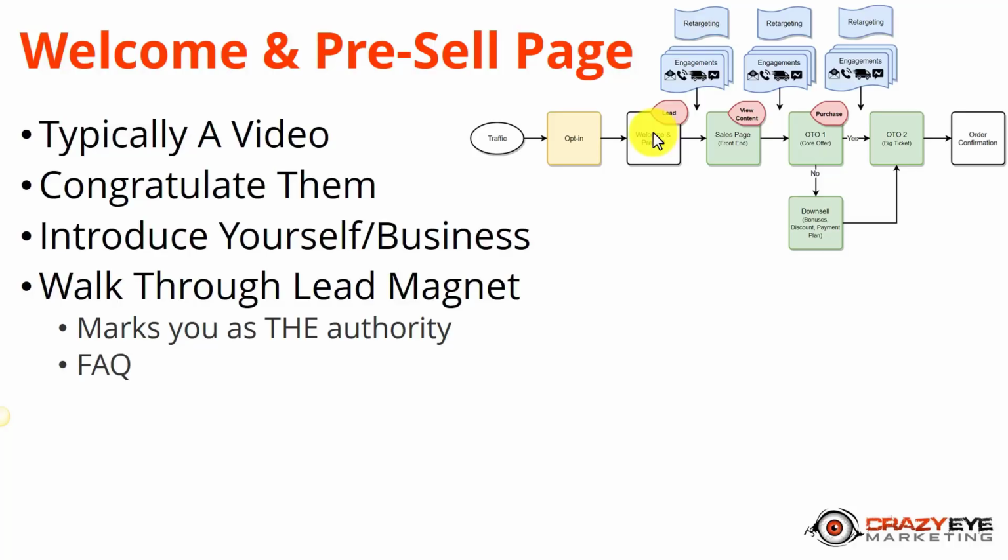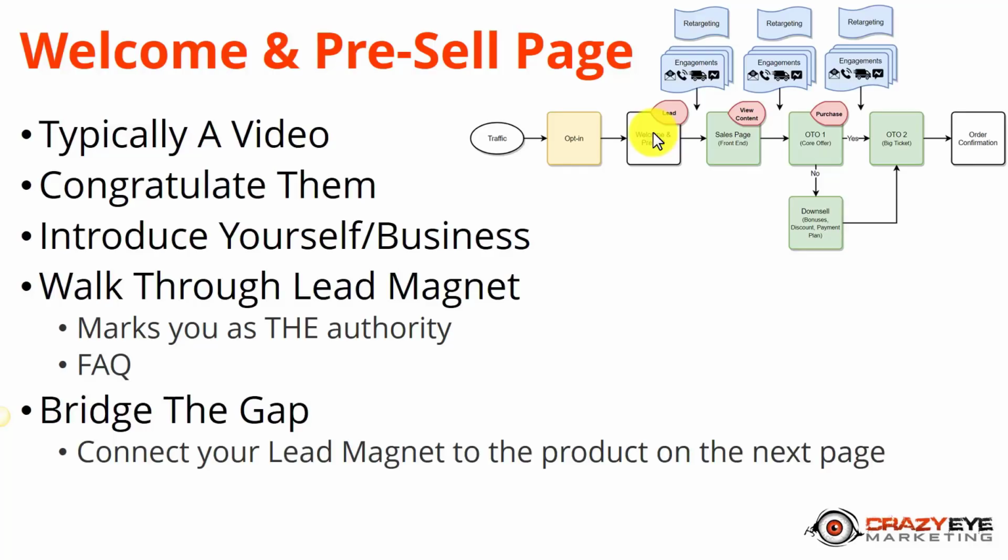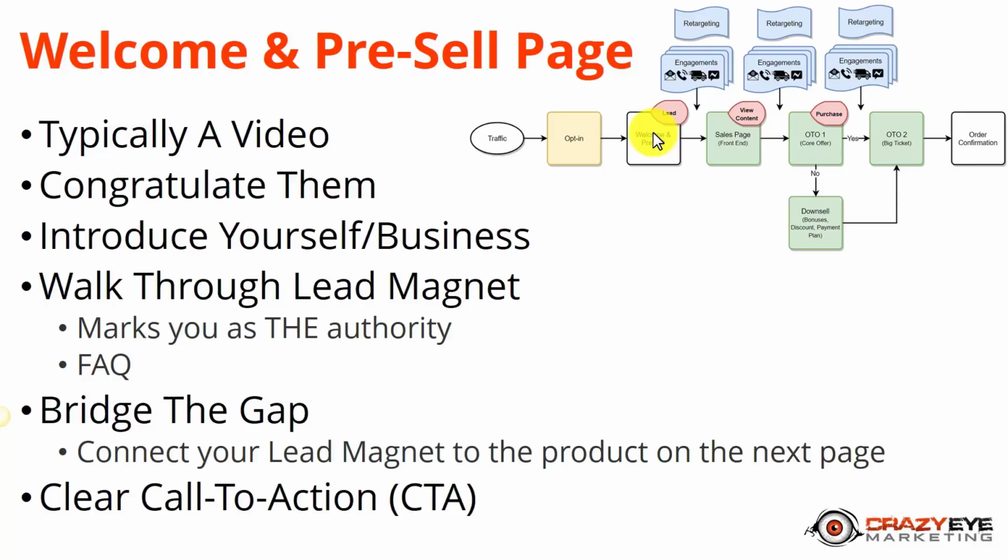And then you might want to answer a few frequently asked questions about the lead magnet, like what to do next with it. And then you want to go ahead and bridge the gap between the lead magnet that they just requested and your product or service that's on the next page, so the product or service that you're selling on your sales page. And finally, you want to give them a clear call to action or CTA, and that means you want to tell them what to do next, which is typically something like click the button below.